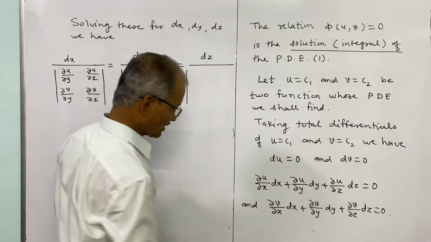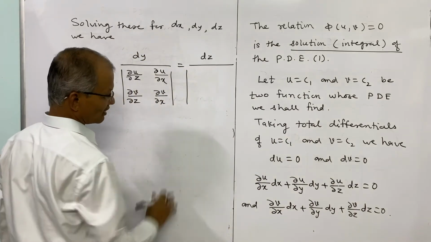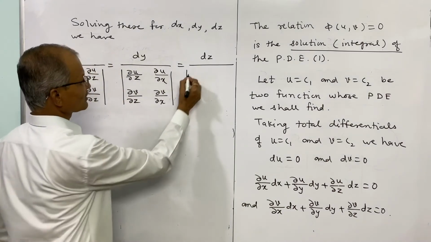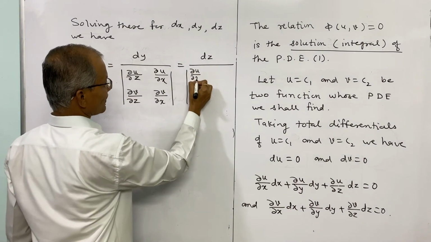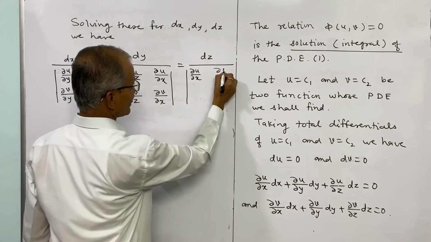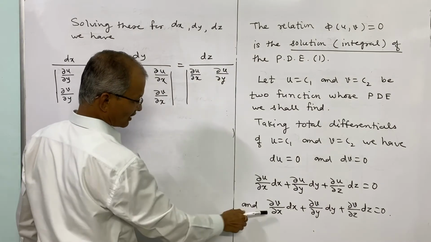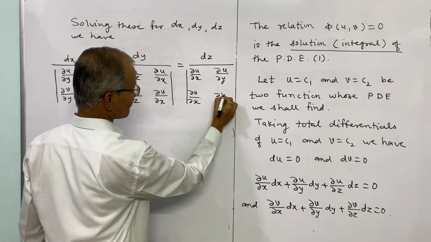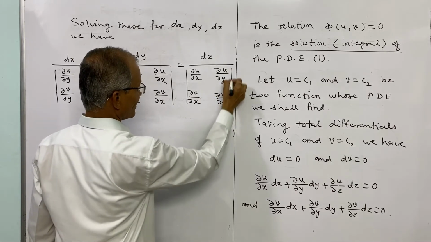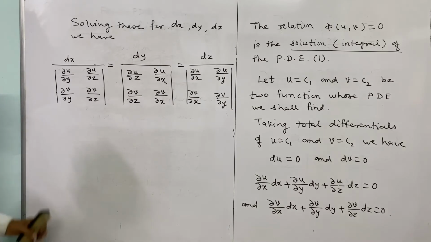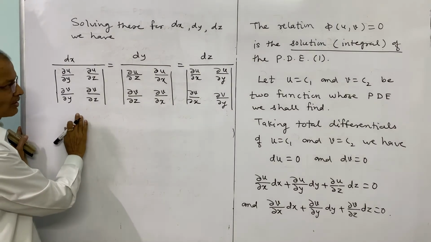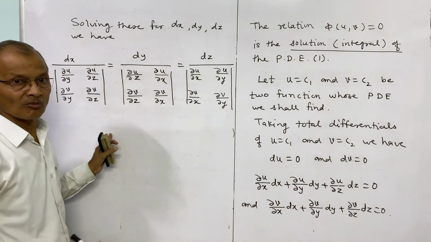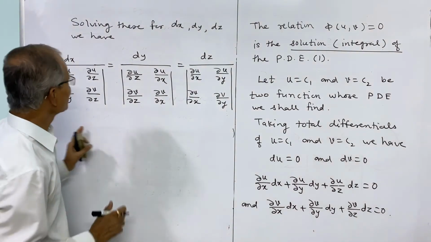and hide this part, and then the coefficients of dx and dy are to be written in the determinant. That is, first row is ∂u/∂x and ∂u/∂y, and second row partial derivative of v with respect to x, partial derivative of v with respect to y. And we see these are exactly the values of capital P, capital Q and capital R. Earlier we have seen, you may refer to the earlier part and check it.